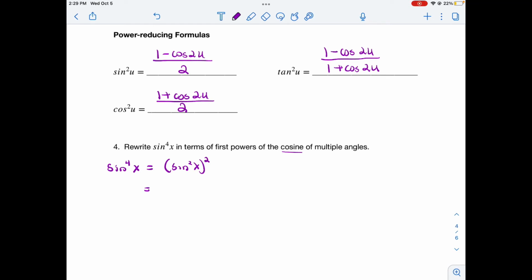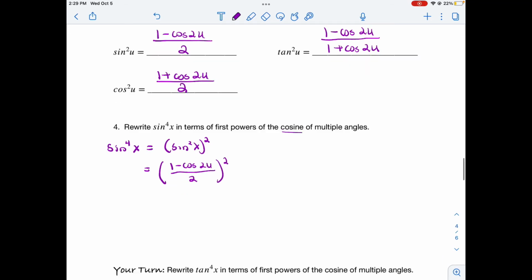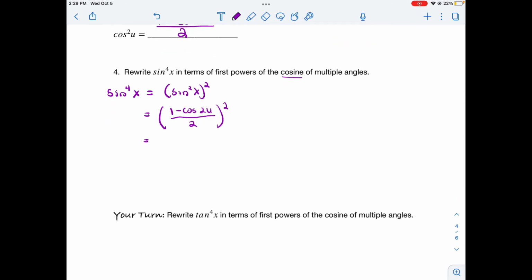So I'm going to replace sine squared x with my power reducing formula from above, which is (1 minus cosine of 2u) divided by 2, quantity squared. And then remember, to square a fraction, you square the top and you square the bottom. So that's going to be (1 minus cosine of 2u) times itself over 2 squared, which is 4. Now, just to make myself have a little bit more room, I'm going to factor that 1/4 out and just work with it as a single fraction. You'll do this a lot with these formulas. It just makes life a little easier to work with.